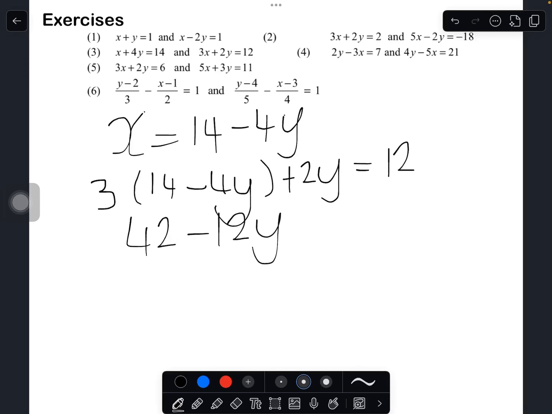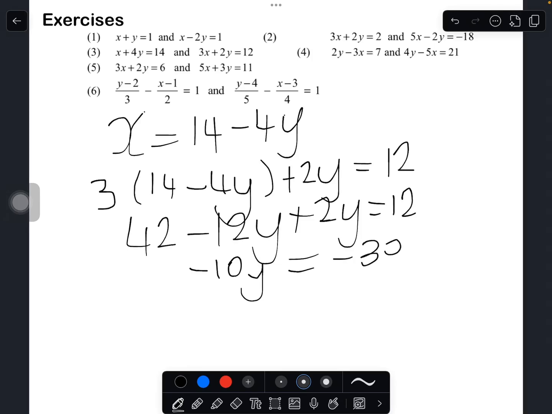42 minus 12y plus 2y equals 12. Okay, I'll be left with negative 10y equals negative 30, and then I'll have y equals 3.